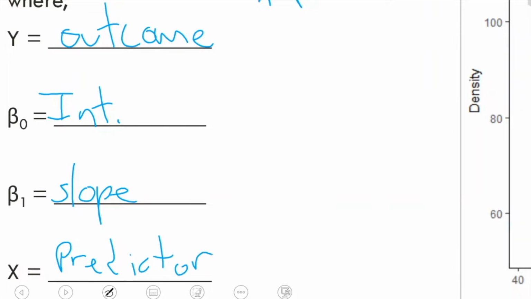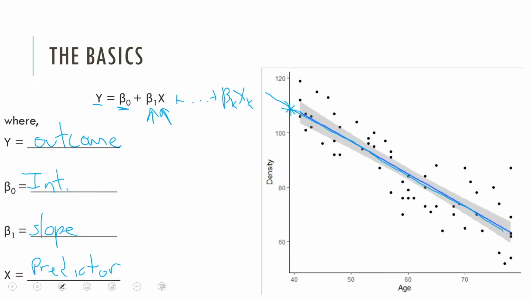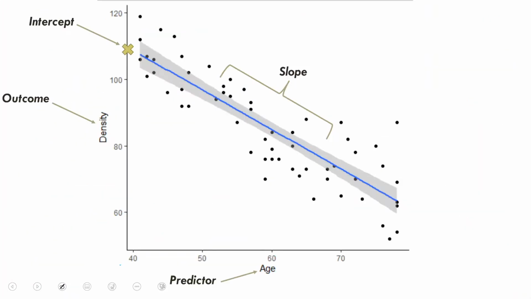In this case, it's age, right? So we've got all that. That all looks good. Let's see it blown up on this figure here. What I said earlier, this is our intercept. This is where the line intercepts the y-axis.